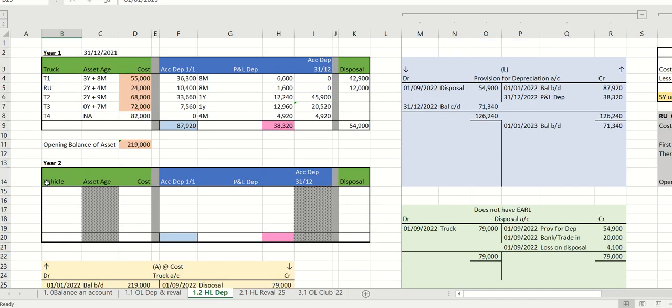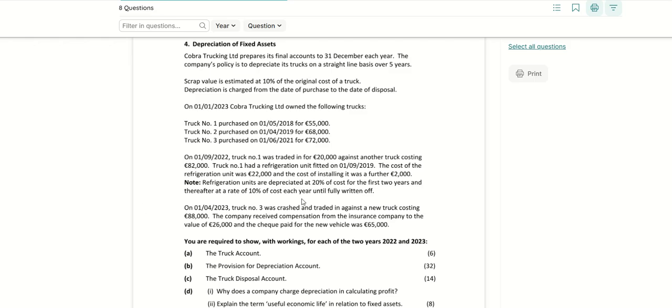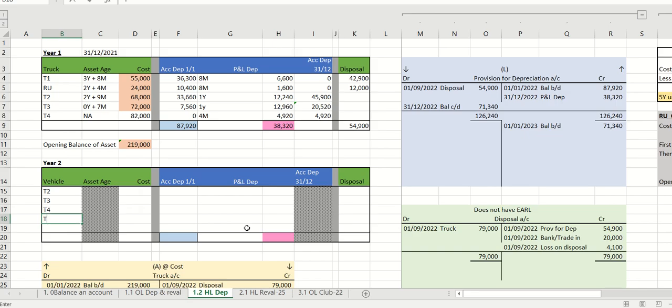Okay, so now we're on to year two. So what do we have for year two? We have truck two, truck one and the RU are gone. We've got truck three, truck four. And then in our question, we can see that we get rid of truck three and that we're going to buy a new truck, truck five.